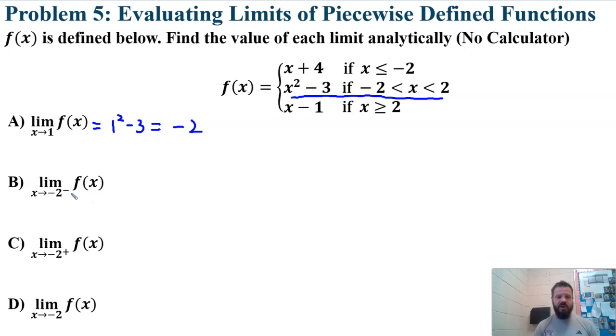Let's look at the limit of f of x as x goes towards -2 coming from the left side. In other words, when it's below -2, that's going to be using this rule here. So we'll substitute -2 directly into x plus 4. That will be -2 plus 4, which is equal to 2.